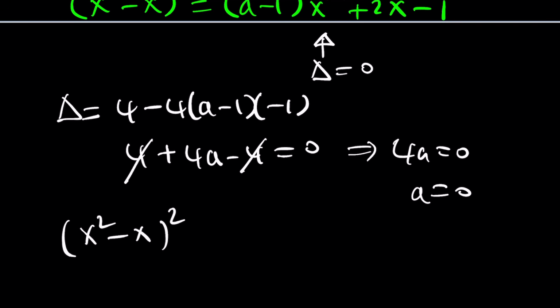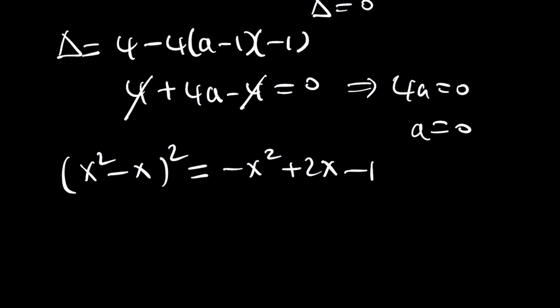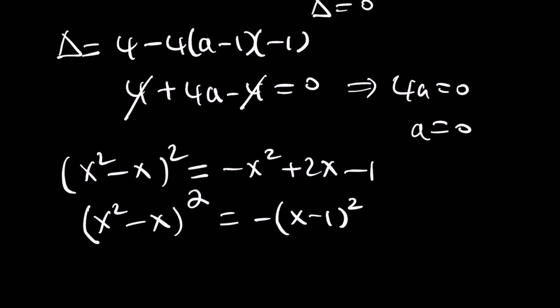So, if a is equal to 0, we get negative x squared plus 2x minus 1, and then we get negative x minus 1 squared. Uh-oh, Houston, we have a problem. And what's that problem? The left-hand side is a perfect square, but the right-hand side is the opposite of a perfect square. How can a perfect square be equal to the opposite of a perfect square?